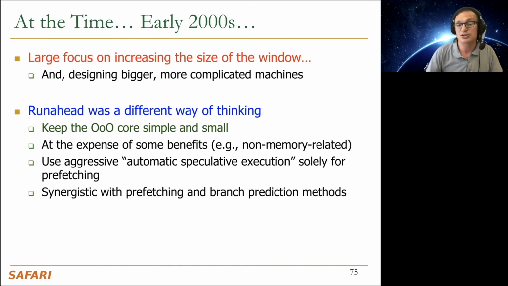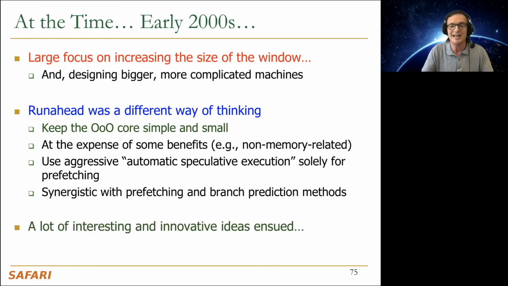And this turns out to be very synergistic with prefetching and branch prediction methods and other methods that are employed in the out-of-order execution engine, because we're really utilizing the out-of-order execution substrate that we developed in this course to do prefetching when otherwise you would stall. That's the idea. And as a result, a lot of interesting and innovative ideas ensued based on this way of thinking. And there was actually a lot of research that built on Runahead.